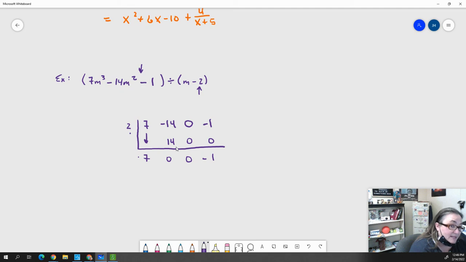So if I'm going to put this back, now we know this first one started as an m cubed, so this is going to be 7m squared. This would be like 0 plus 0m plus 0 minus 1 over m minus 2. We don't need to write all of this garbage. We could reduce this to 7m squared minus 1 over m minus 2.